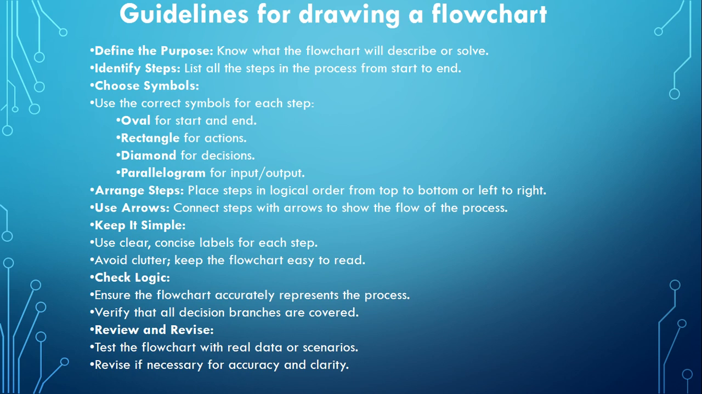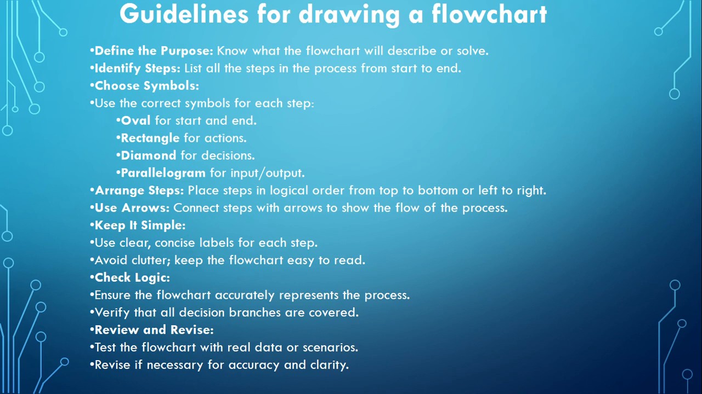You should not use a rectangle where an oval should be used. You should not use a diamond where a rectangle should be used. You should not use a parallelogram where an oval should be used. Then arrange the steps. Place the steps in logical order from top to bottom or left to right. Use arrows. Connect steps with arrows to show the flow of the process.